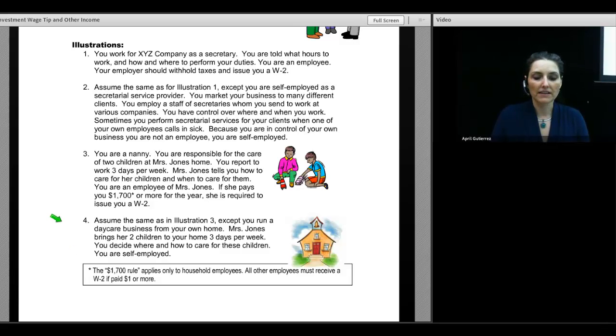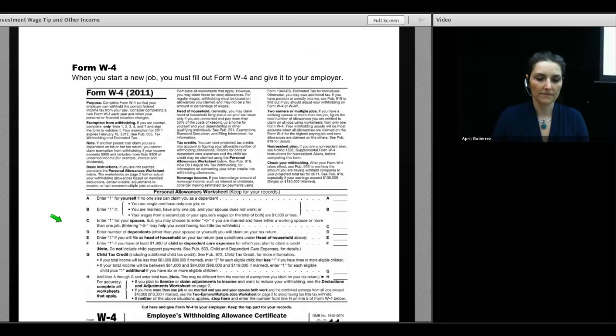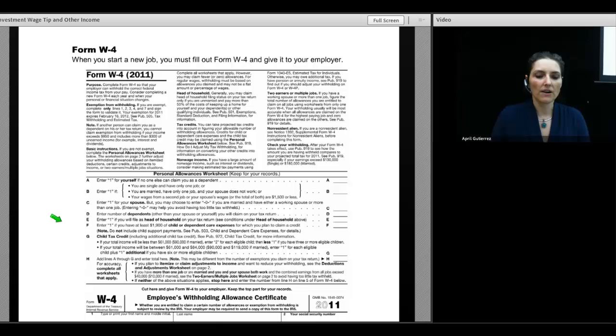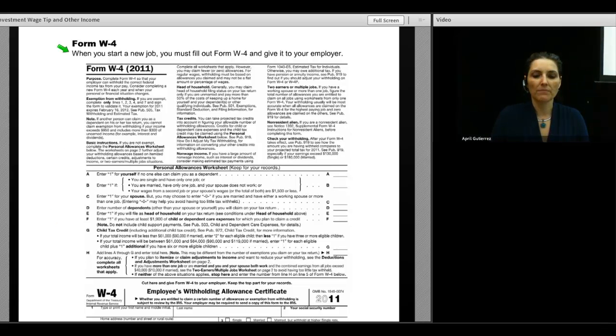Now, assume the same facts as in illustration number 3, except that you run a daycare business from your home. Mrs. Jones brings her 2 children to your home 3 days per week. You decide where and how to care for these children. That makes you self-employed. Now, if you are an employee, when you start your new job, you need to fill out a W-4 and give it to your employer.